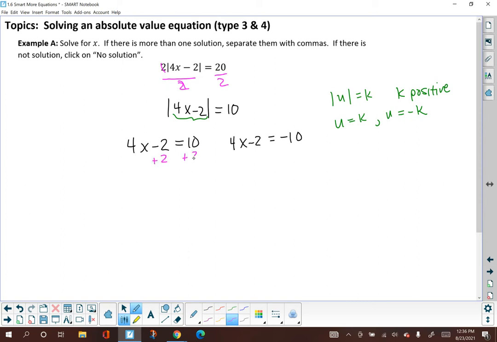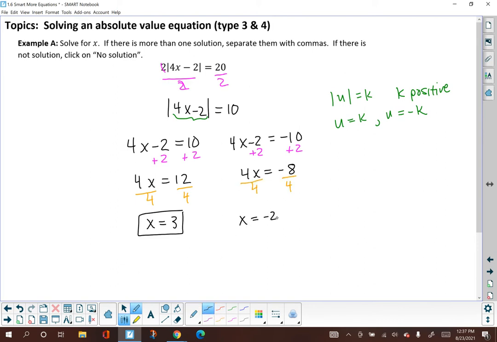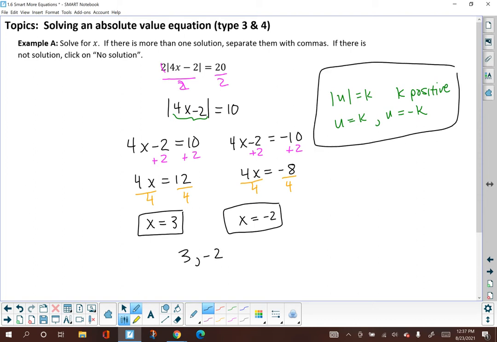To solve this first equation over here, I'm going to add 2 and then divide by 4, and I get x is equal to 3. For the second equation, I'm going to add 2. I get 4x is equal to negative 8. I still divide by 4, but this time I get negative 2. So I have 2 answers. I would just separate them with a comma in ALEKS like this, no parentheses. So that is if our absolute value is equal to a positive number.